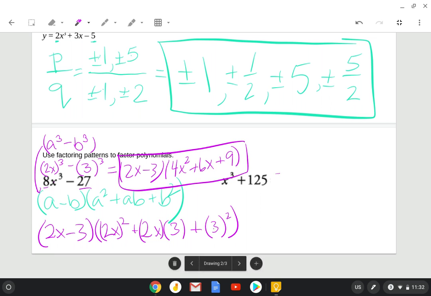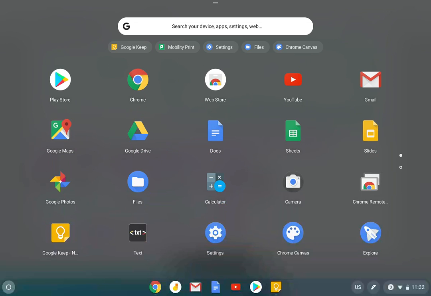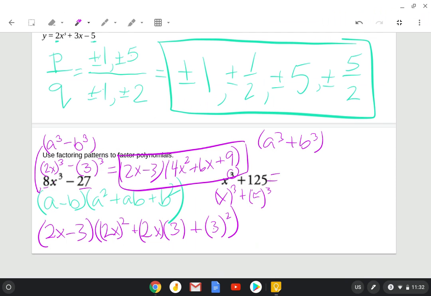Very similar concept here. This is a to the third plus b to the third. You can see that because of this third right there. So all we have to do is decide what is my a and what is my b. Obviously, a is just x. And then if I look up 125 on my chart over here, 125 is 5 cubed. So that's going to be a 5 there.